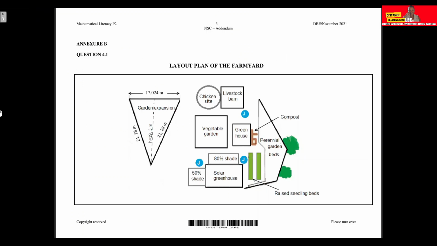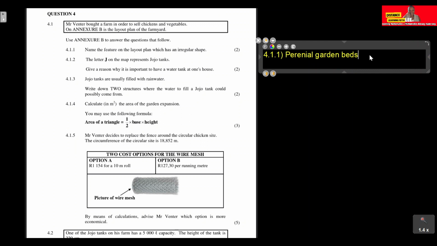When you do an analysis of what is happening on this layout plan, we've got that shape there. That is a triangle, that is a circle, that is a square, that is a rectangle. The vegetable garden, we've got a rectangle for the solar greenhouse, and so on. And then here we've got an irregular shape for the perennial garden beds. So the feature that shows an irregular shape is the perennial garden beds. For question 4.1.1, our answer is what?